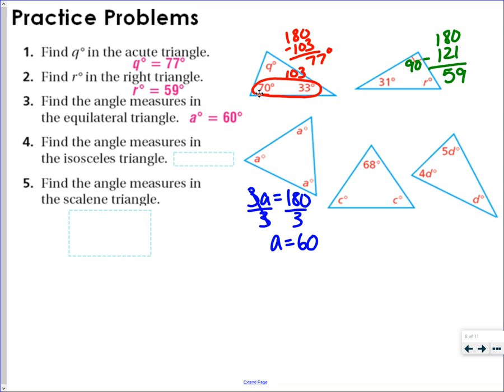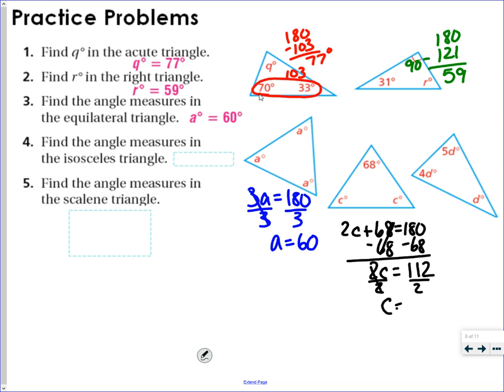In the isosceles triangle, we've got that 68-degree angle on the top that we would want to use in our equation. So I would have 2C plus 68 equals 180. So we would get rid of the 68, which would give me 112. And then divide by 2. That would be 56. Each of those angles would both be 56 degrees.